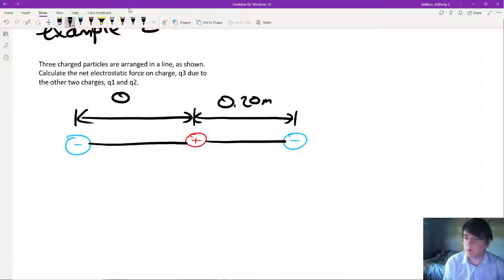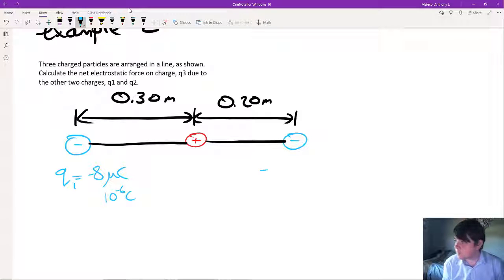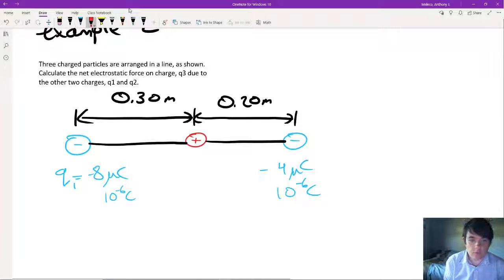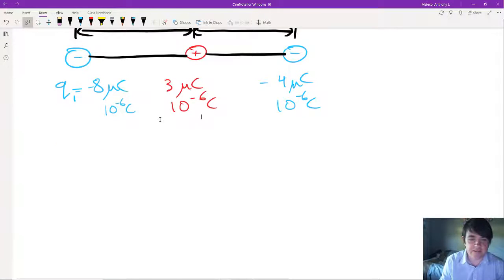0.20 meters, 0.30 meters. Okay. This guy is Q1, and it is equal to minus 8 microcoulombs. Okay, so 10 to the minus 6 coulombs right there. This is minus 4, just making sure, microcoulombs. So again, 10 to the minus 6 coulombs. And then the red one is 3 microcoulombs. And this is 10 to the minus 6 coulombs. Okay, so 3 times 10 to the negative 6. And yeah.